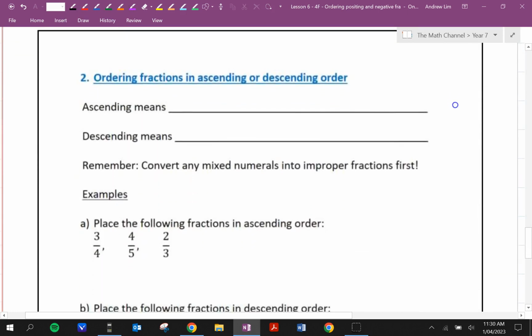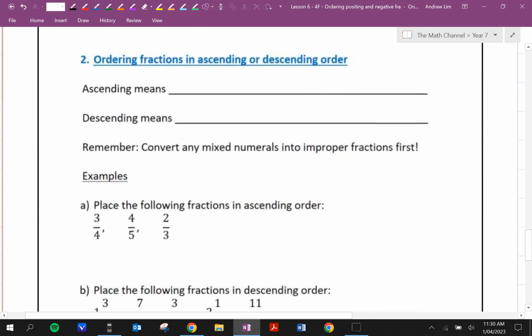Alright, so let's have a look at part 2 of this lesson, which is ordering fractions in ascending or descending order. So, to refresh our memories, ascending means smallest to biggest.